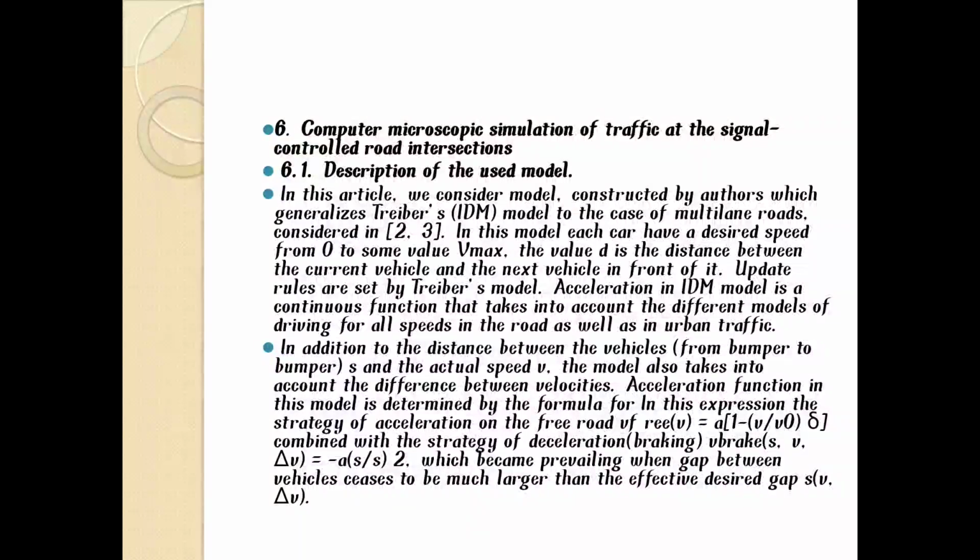The acceleration function of the model is determined by the formula. In this expression, the strategy of acceleration on the free road, v free equal to a times 1 minus v divided by v 0, is combined with the strategy of deceleration braking, v brake of s, v, delta v equal to minus a times s star divided by s, which becomes prevailing when the gap between vehicles ceases to be much larger than the effective desired gap s star of v, delta v.